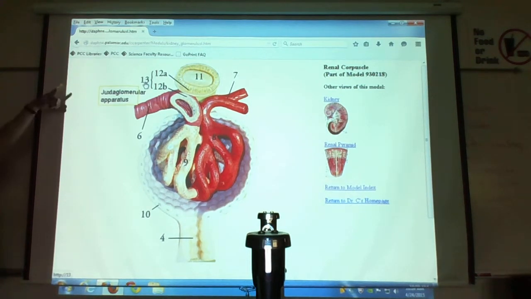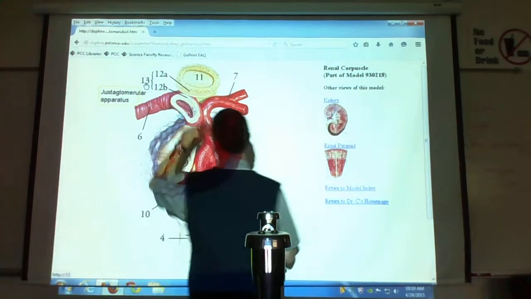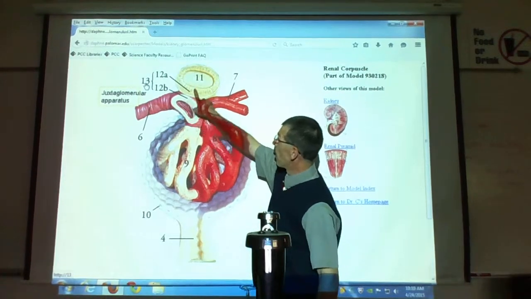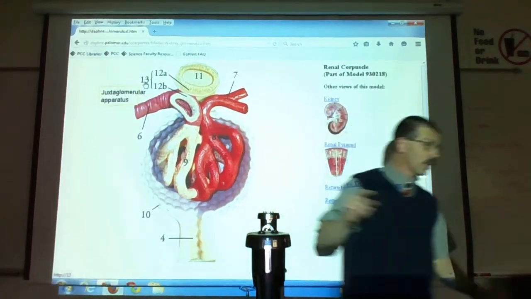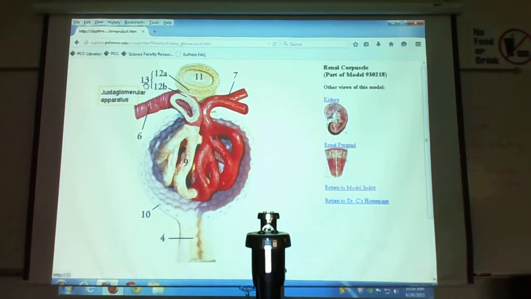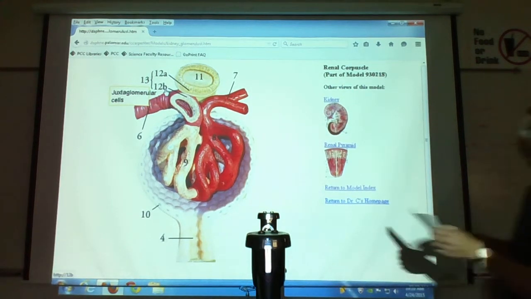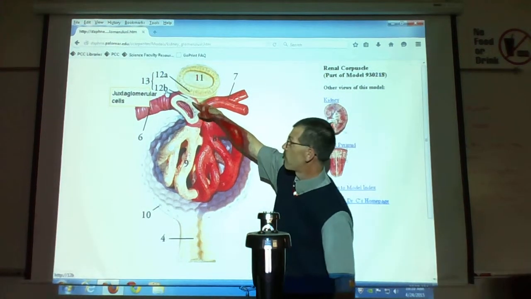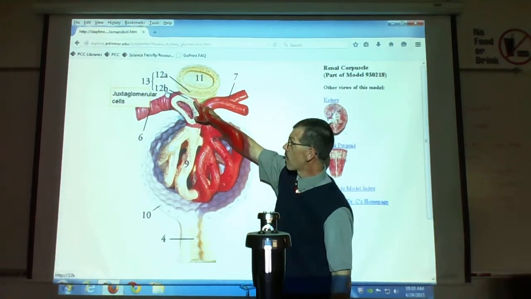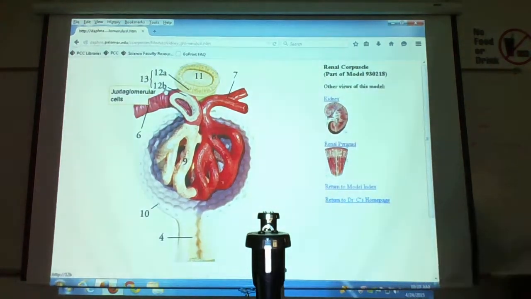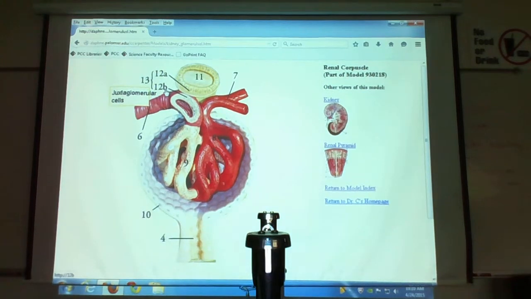There are two. Notice there's a 12A and a 12B. So the juxtaglomerular apparatus has two parts. There's a lower part, which is on the blood vessel here, and an upper part, which is on that tube, number 11. Let's name them separately. 12B are the juxtaglomerular cells. If you look on page 17, juxtaglomerular cells are on the afferent arteriole, right here. What do you think you call the cells that are in the other tube? The macula densa.